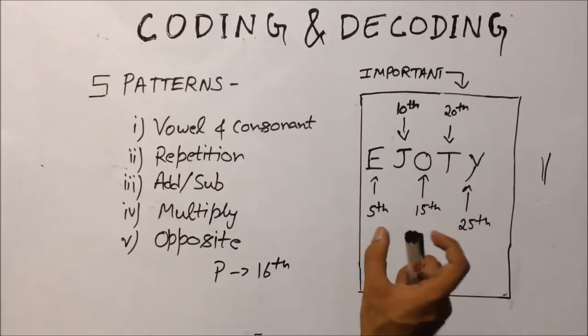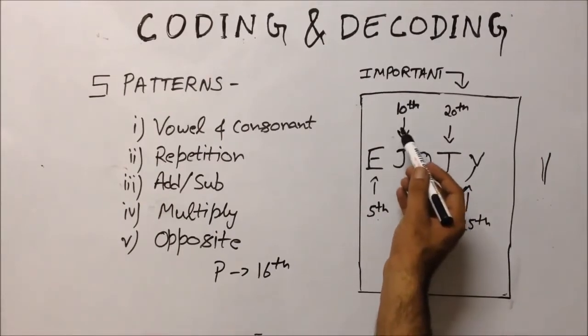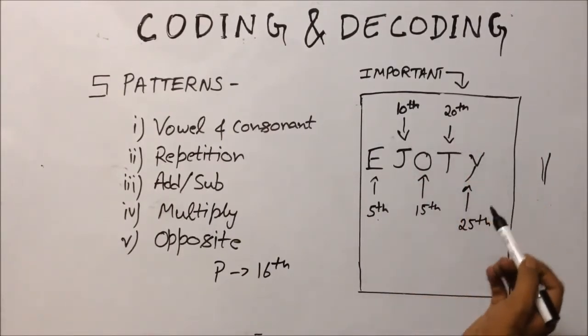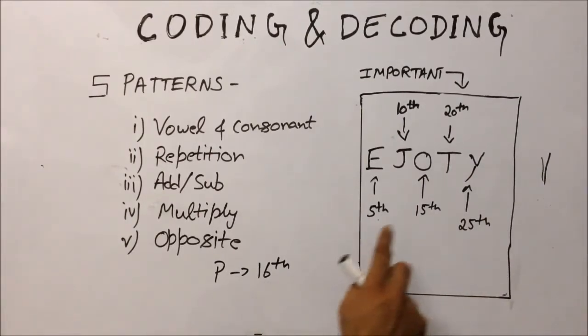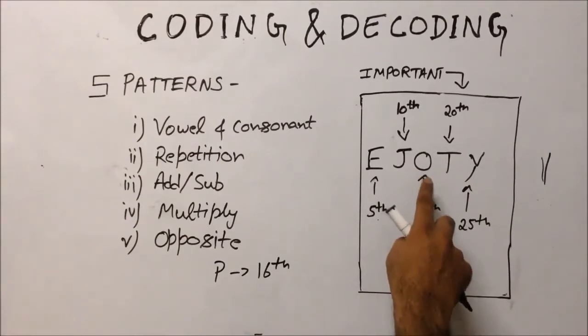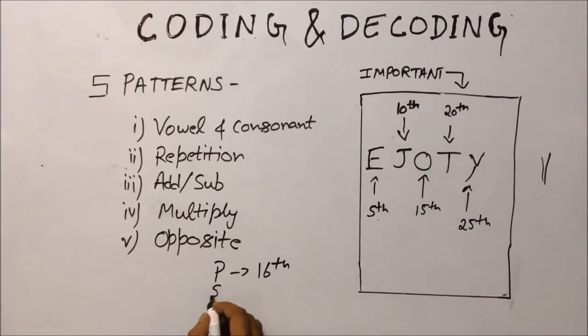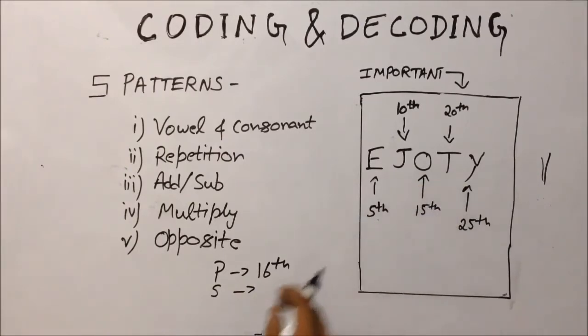Now, why this word is the key word here is because E comes at the 5th place, J at the 10th place, O at the 15th, T at the 20th and Y at the 25th. For example, if I am asking you at which place P comes, as we already know that O comes at 15th place, we can say that P would be coming at the 16th place. For example, if I ask you at which place S comes, now you know that T comes at 20th place, and S comes before T, and hence S comes at 19th place.